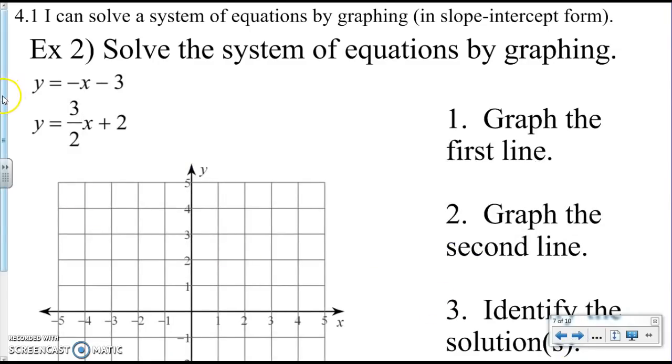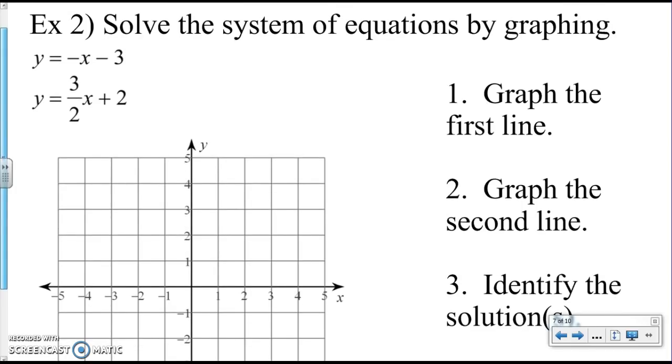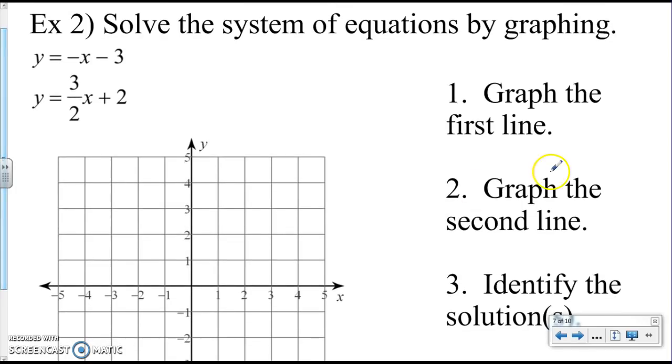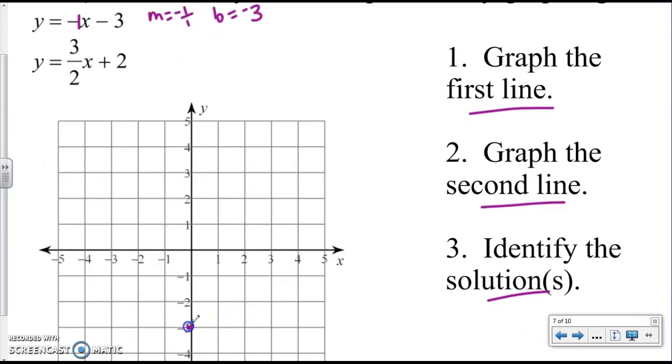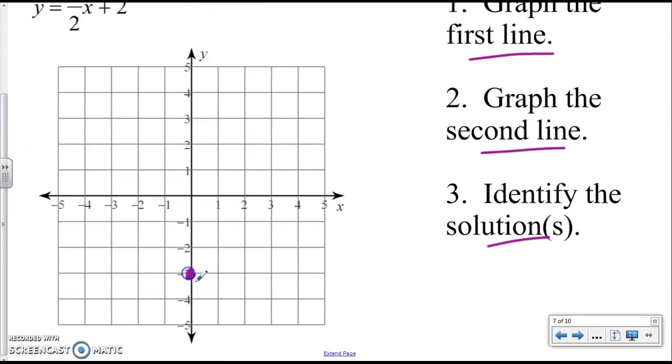So what we're going to do here is solve the system by graphing. We just reviewed graphing lines in slope-intercept form. So all you have to do is graph the first line, then graph the second line, and then identify your solution. So my first line here is y = -x - 3, or -1x - 3. So I'm going to identify my slope and my y-intercept and plot those. So my y-intercept is at -3. My slope is -1 over 1. So from my intercept, I'm going to go down 1 over 1.